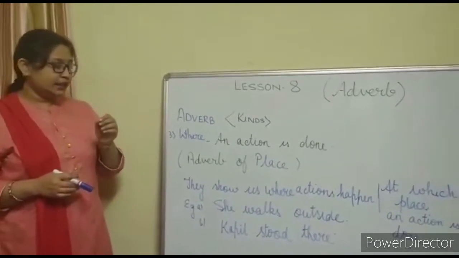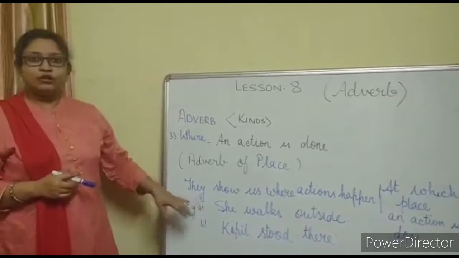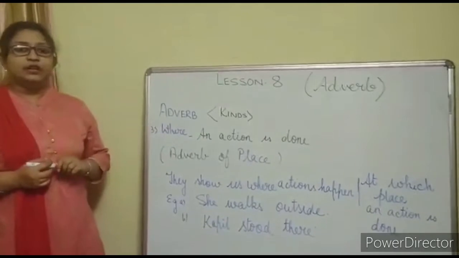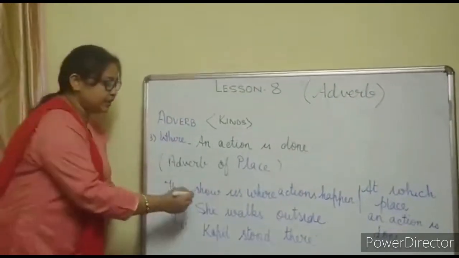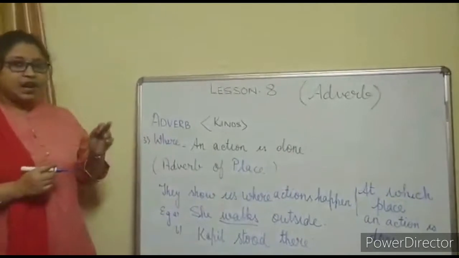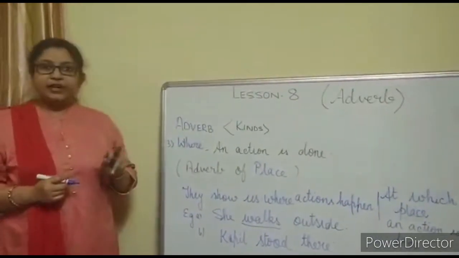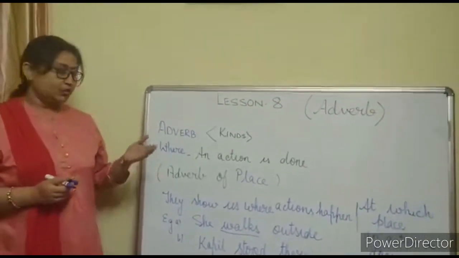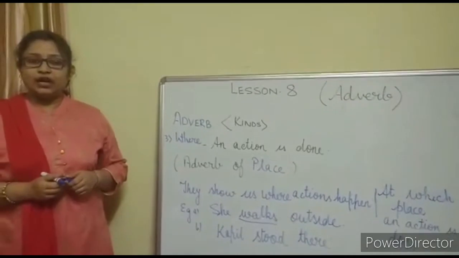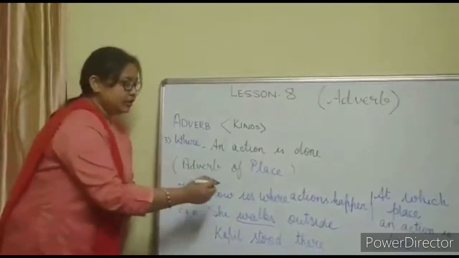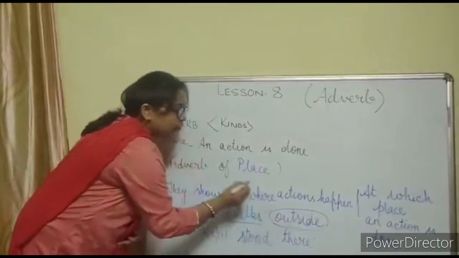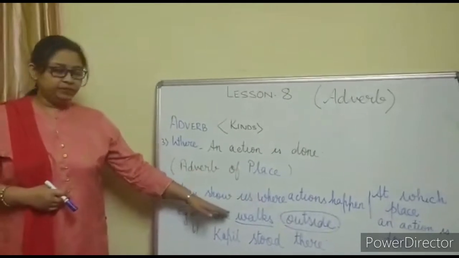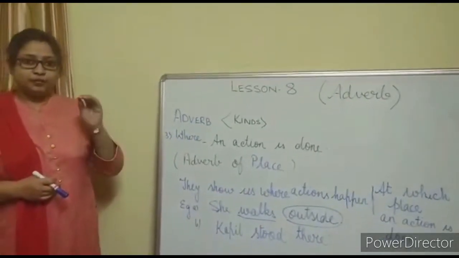Now let us see the example. She walks outside. Now first of all, students, in the sentence we have to find the action word, that is the verb. So here in this sentence, the action word is walks. Now we will use where. Where does she walk? If I ask you, where does she walk? Your answer will be outside. So students, outside is adverb of place. It is telling us something more about the verb.